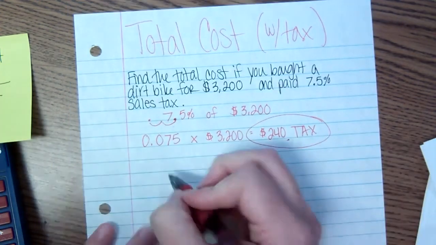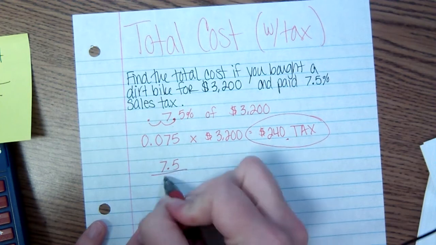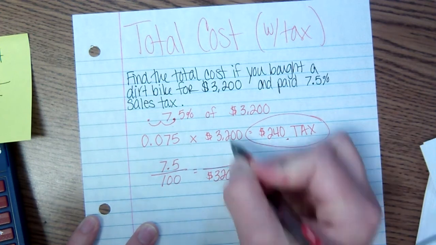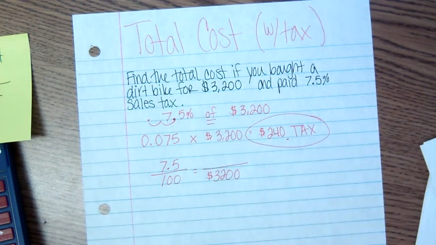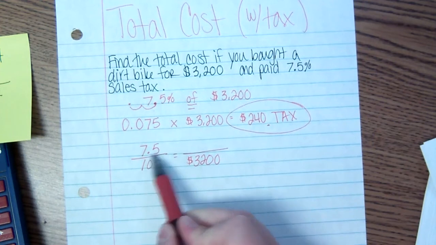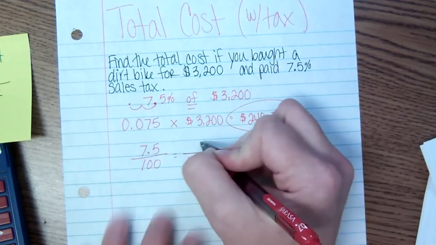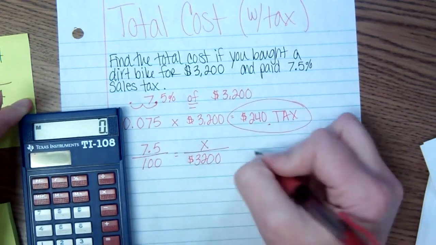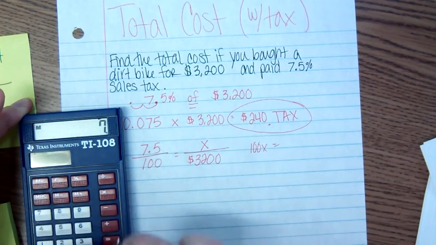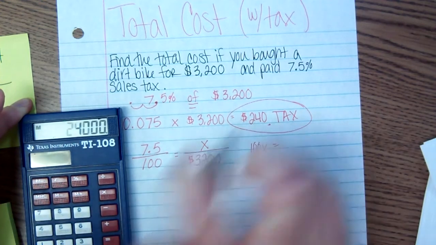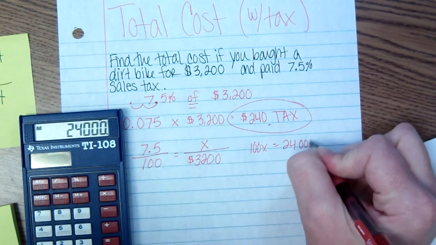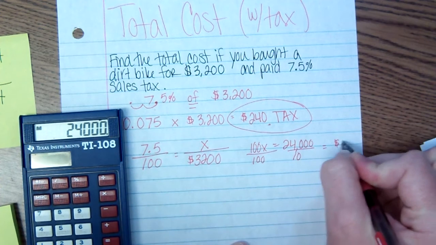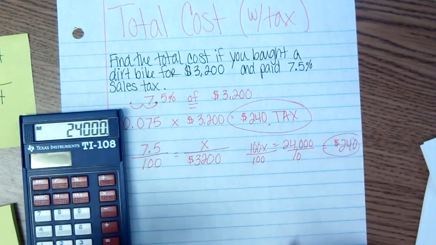If you like to use a proportion, here's what that one would look like. $3,200 is going to go on the bottom because it's the whole price, the total price of that dirt bike. Your 7.5% is not going to be bigger than that. It's going to be the variable here on the top. It's going to be the part. So we're going to take 100x equals 7.5 times 3,200. That's going to give you 24,000. Divide by 100, and you're going to get $240. So either way, you're going to get the same amount.